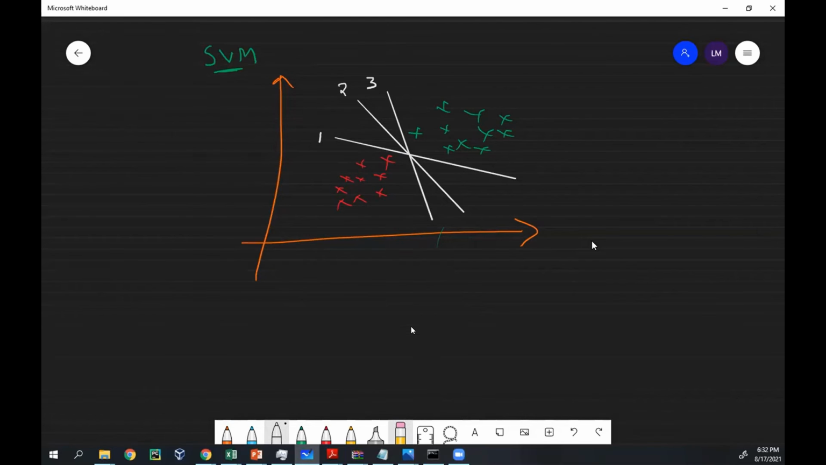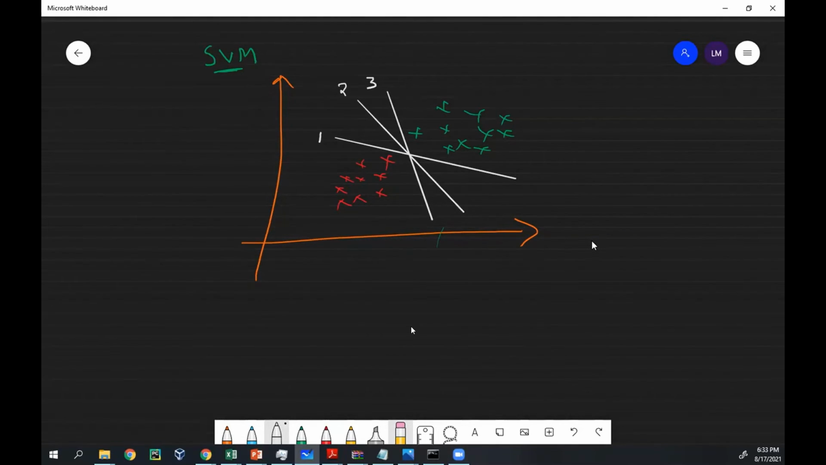If I ask you this question, what would be your reply? Which line divides the data in the best possible way? I know all three divide our data properly, but which one is the best? I've got most of the responses saying line number two divides the data best, and that's correct.